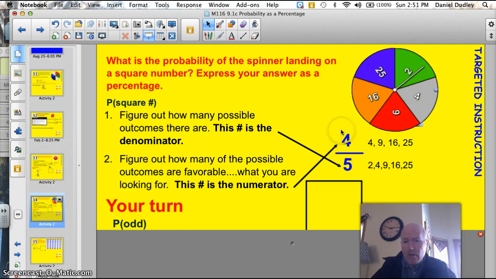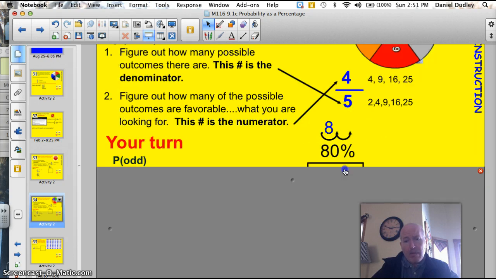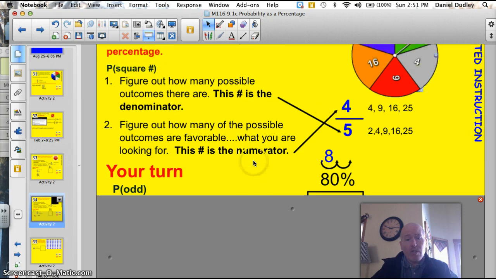So we have a total of 4 of the 5. That's our answer as a fraction. If we express that as a decimal, it's going to be 0.8. To get to the percentage, multiply by 100 and move that decimal 2 spots to the right, we're going to get 80%. All right, now it's your turn.